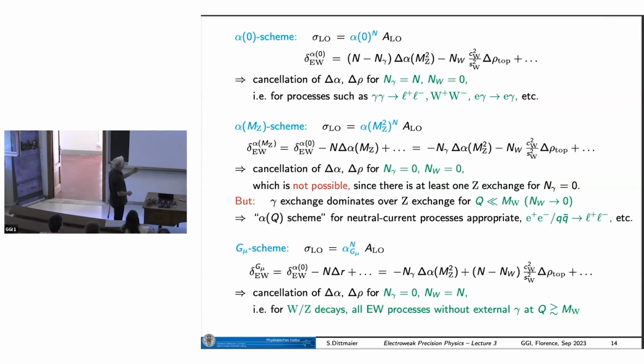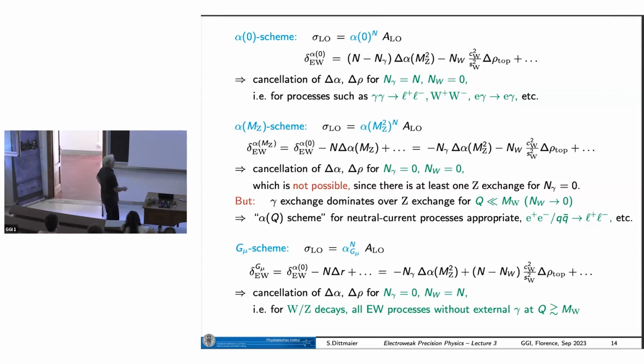where photon exchange dominates over Z exchange. And this means effectively this thing here is small. And for example, if I have e plus e minus going to a lepton pair a little bit below the Z resonance, this is such a case. Then I would call this not the alpha of MZ scheme, but the alpha of Q scheme. I take alpha of Q, or alpha S as I called it earlier, to parameterize the corresponding cross-section.